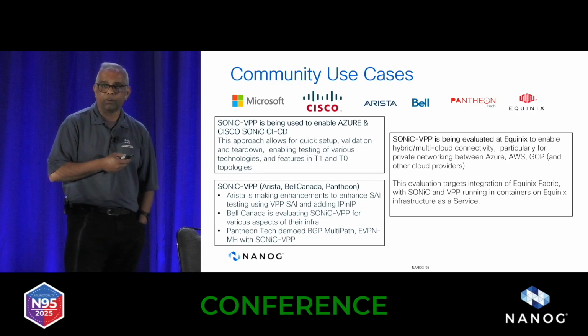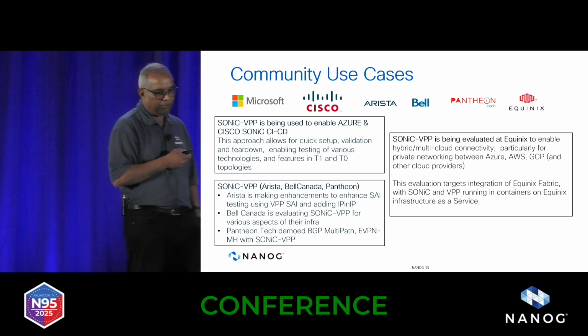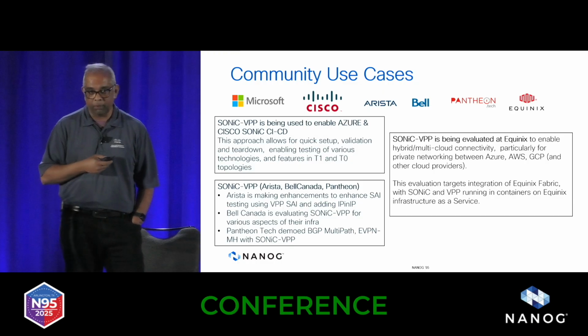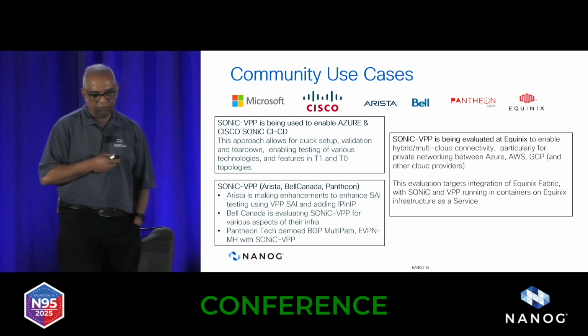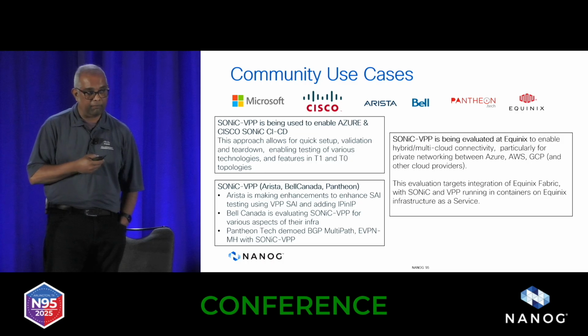One of the power users of SONiC VPP that we have come across is Equinix. They are using that in a hybrid multi-cloud connectivity platform. Essentially, they're trying to do a gateway between all the cloud providers. So SONiC VPP is really playing a good role for them, and they have a laundry list of features they want enhancements on, and we are going to be working closely with them. It enhances the infrastructure with Equinix running infrastructure as a service. So these are some of the current set of users out there with SONiC VPP.